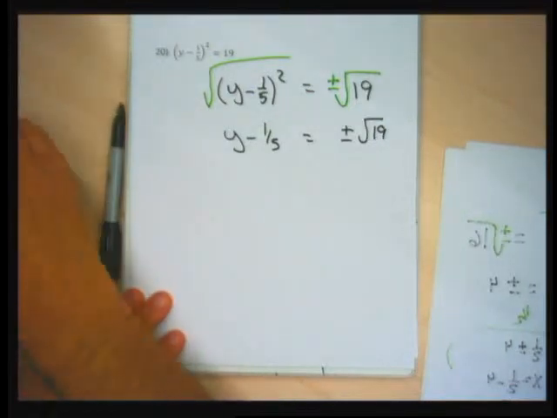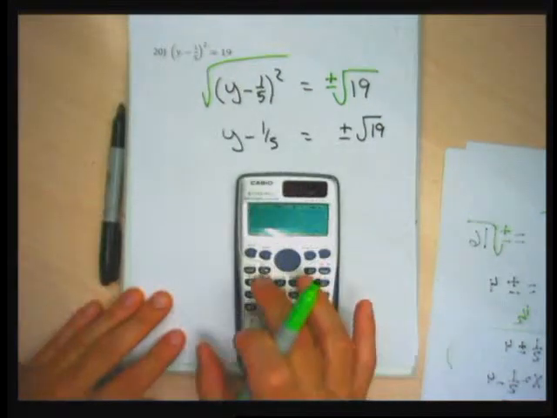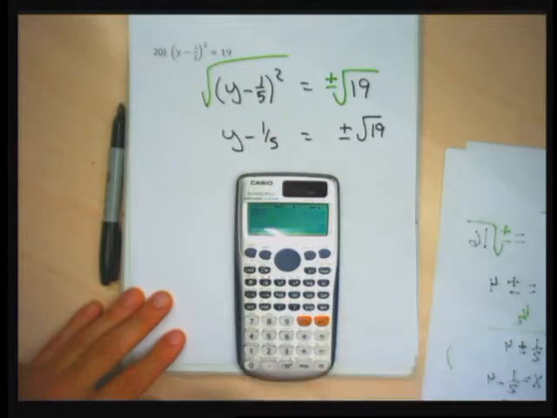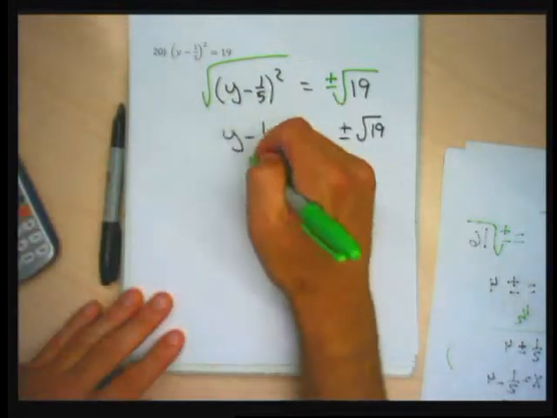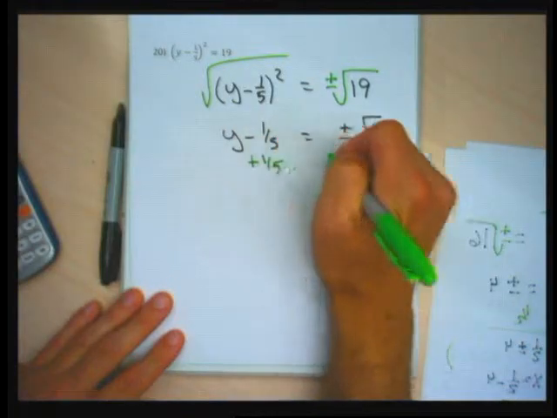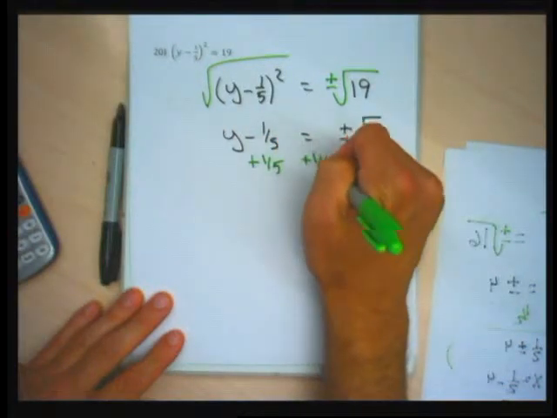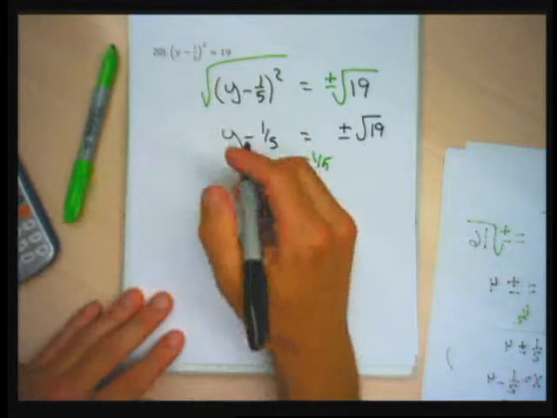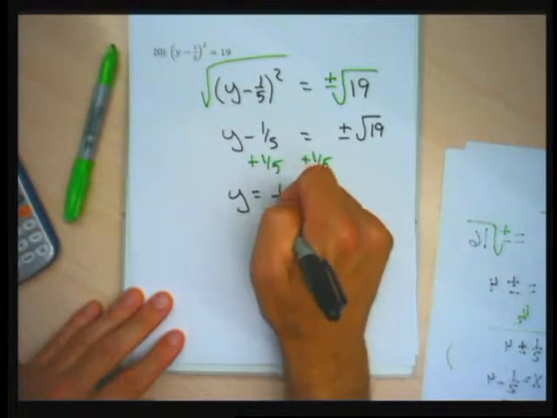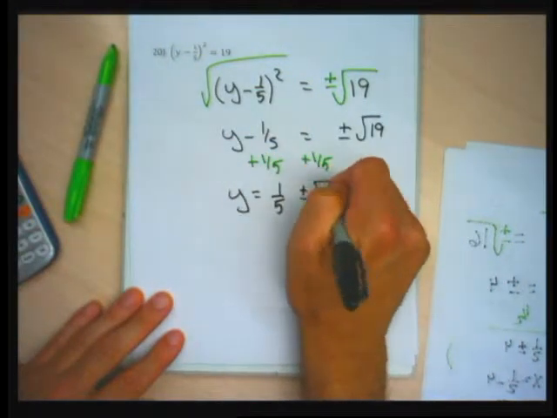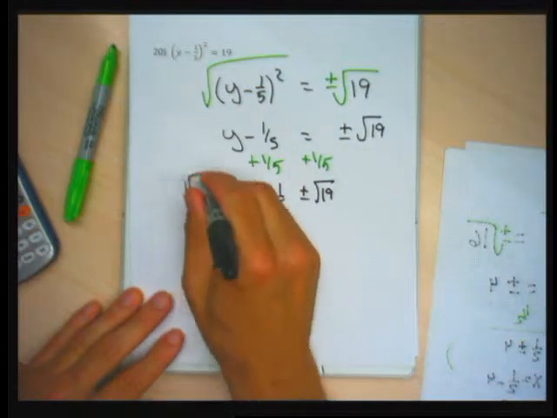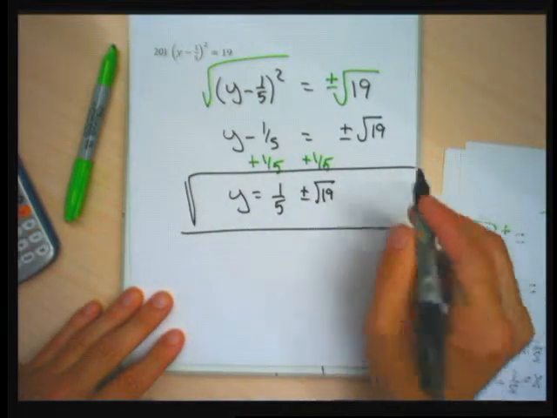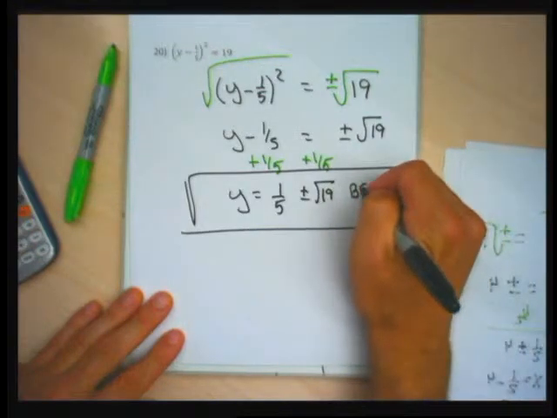If I just did square root of 19, 19 is a prime number. It's not a reducible square root, so I can't improve upon that square root of 19, but I can get the 1/5 over to the right side. This gives me y equals 1/5 plus or minus the square root of 19. You can't add something without a square root to something with a square root, so this is probably going to be the best answer.